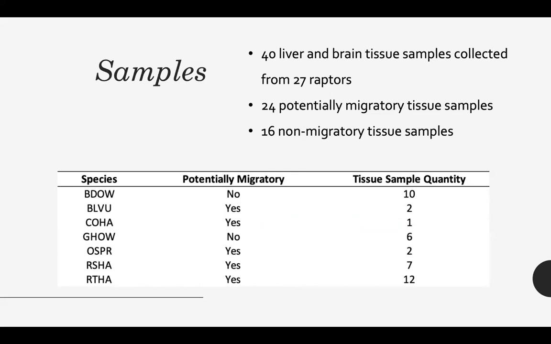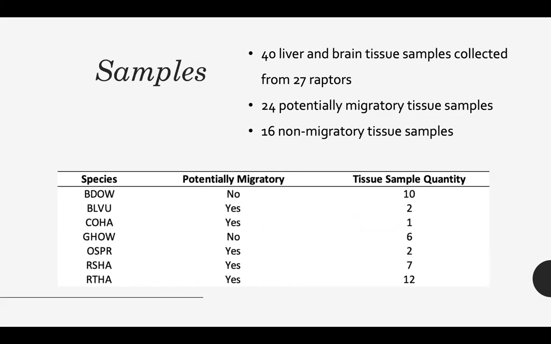For example, the cause of death might have been determined to be hit by a car. That raptor could have been hit by a car because it was flying abnormally due to organochlorine exposure. So that is why we decided to choose them non-specific to cause of death.